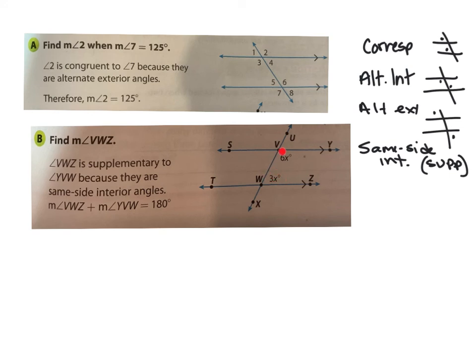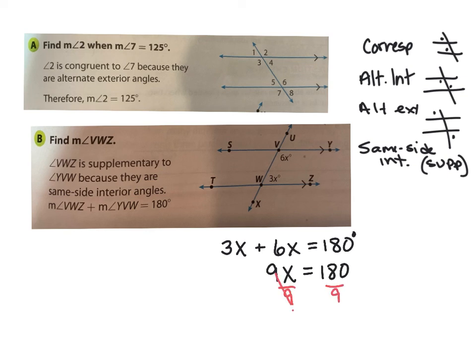So I can use my algebra skills and put this together. We're going to say 3x plus 6x equals 180 degrees. Now when I look at that, those are like terms. So let me put those two like terms together. 3x plus 6x is 9x. I only have that one variable, and I can use inverse operations to isolate it. It's being multiplied by 9, so I will divide by 9. And 180 divided by 9 is 20, because 20 times 9 gives me 180.